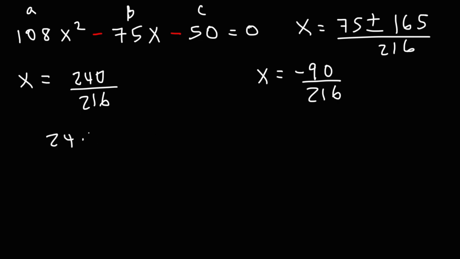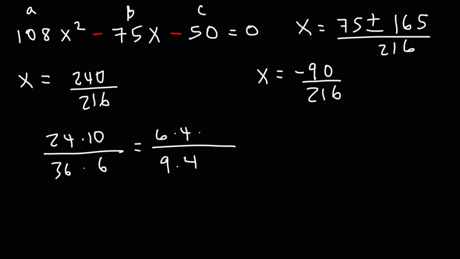240 is basically 24 times 10. 216 is 36 times 6. Now 24, we can write that as 6 times 4. 36, we can make that 9 times 4. And 6, I'm going to break that into 3 and 2. 10, I'm going to break that into 5 and 2. So we can cancel a 4. Well, we can cancel 6 here. And so this becomes 10 over 9.